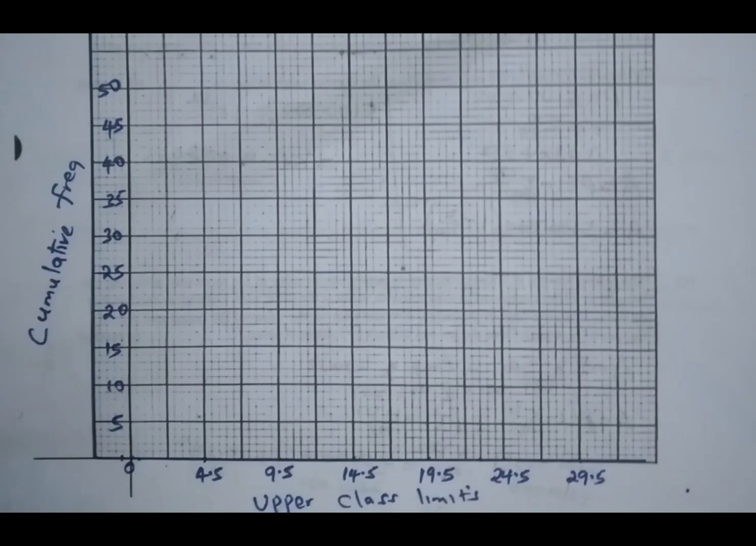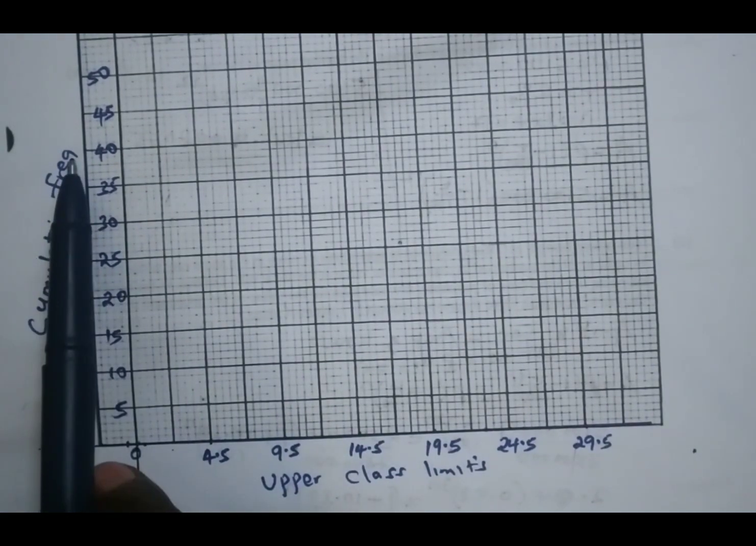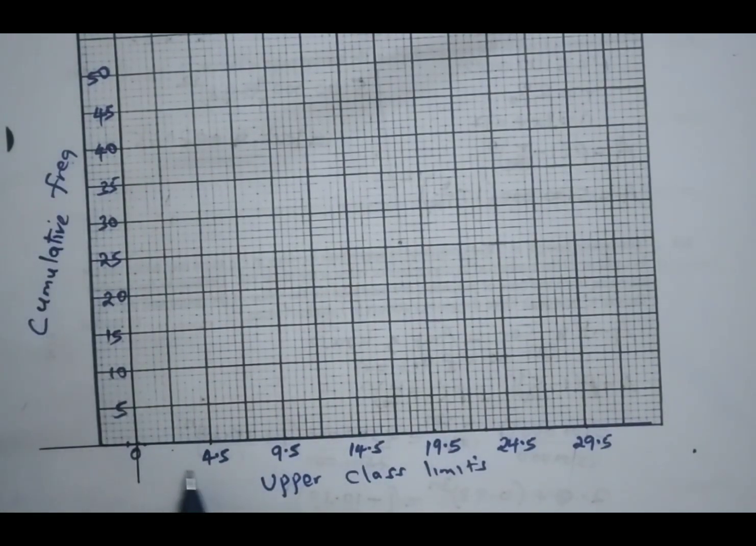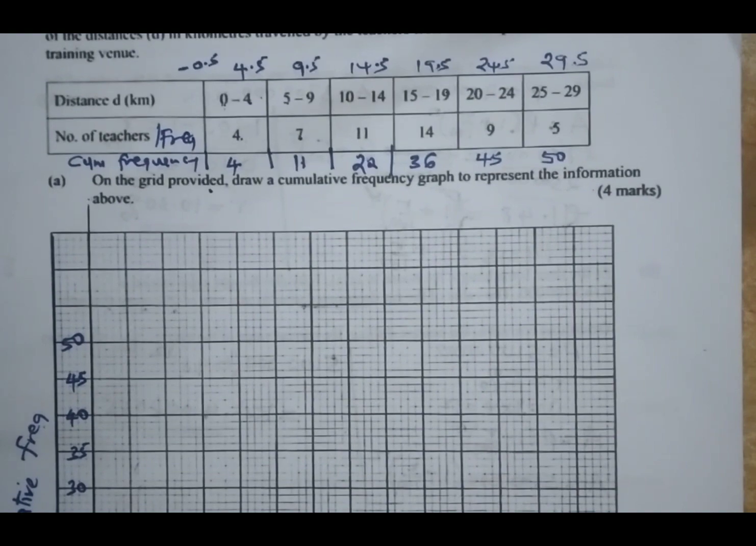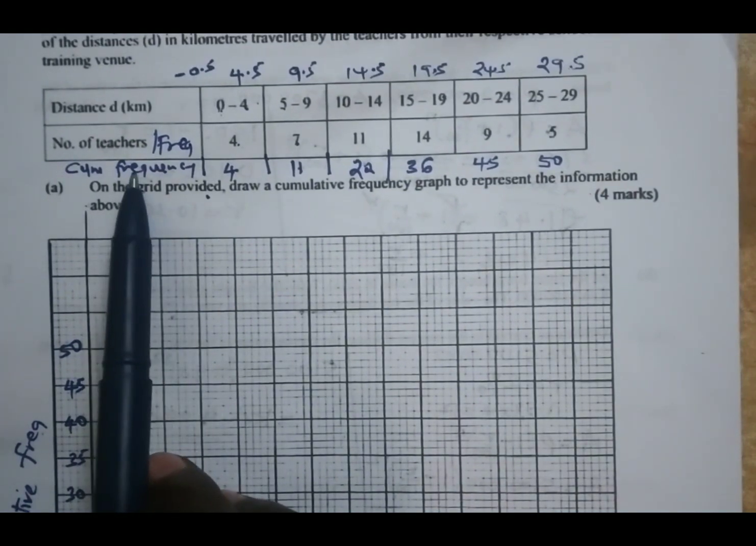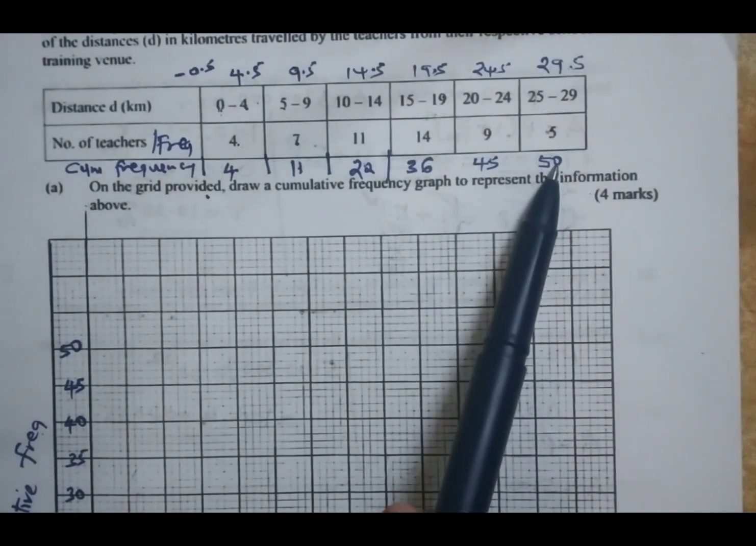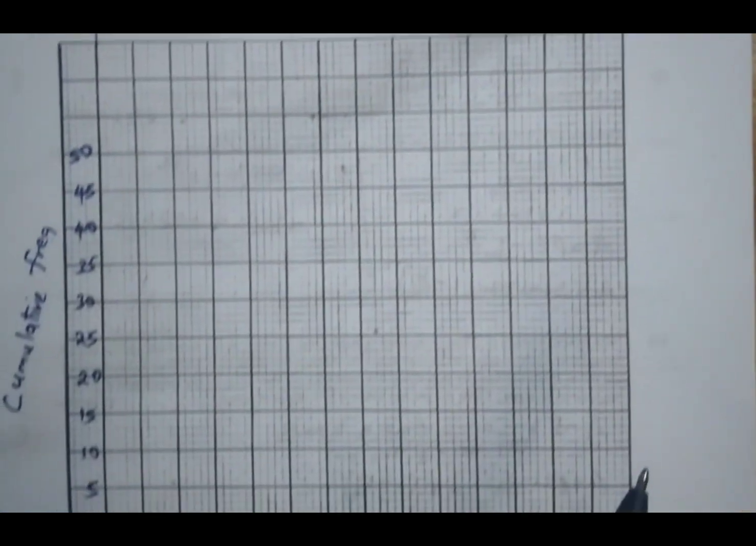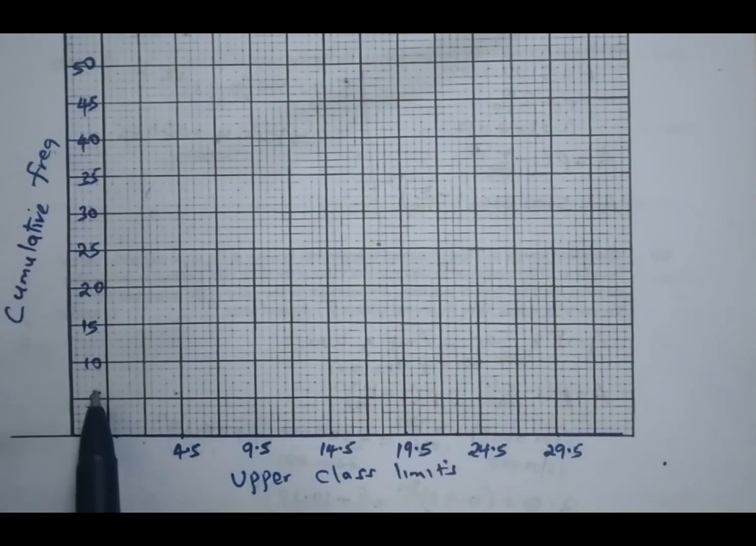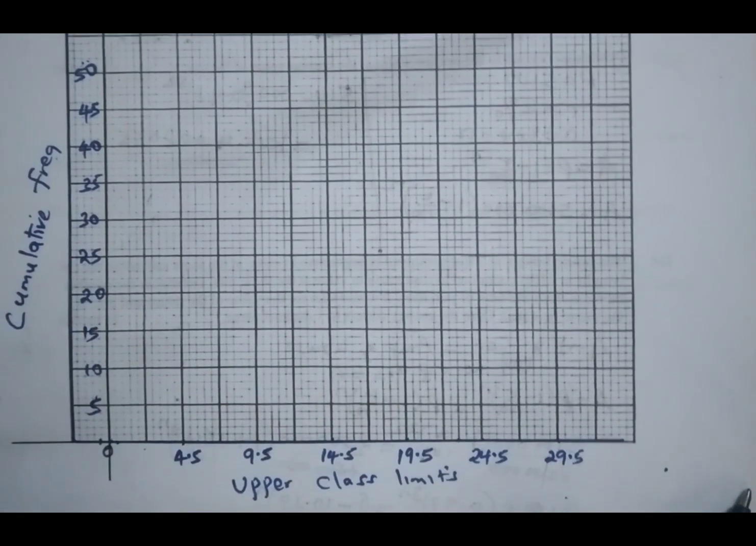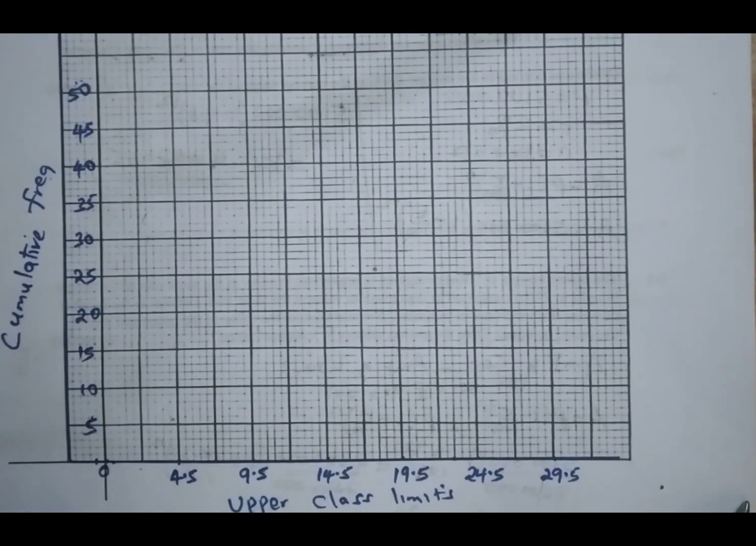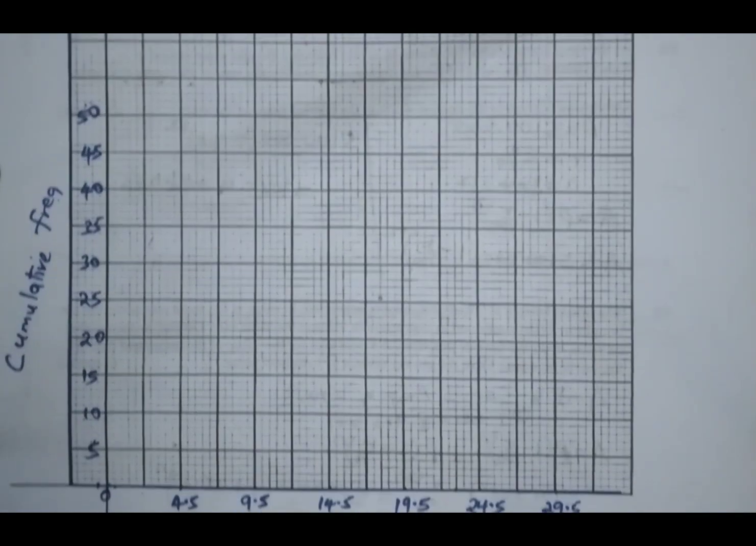From there, now we go down and plot our cumulative frequency curve. On our y-axis, we are going to have the cumulative frequency, and on our x-axis, we have the upper class limits. Remember, the cumulative frequency runs from 4 all the way to 50, and therefore we have decided to use an interval of 5. Then we have the upper class limits on the x-axis. Now we start plotting our cumulative frequency curve.